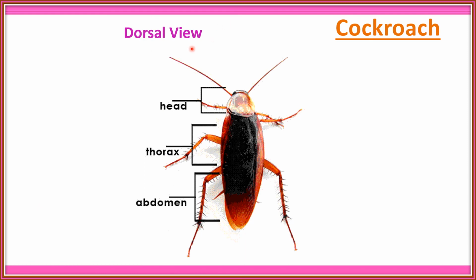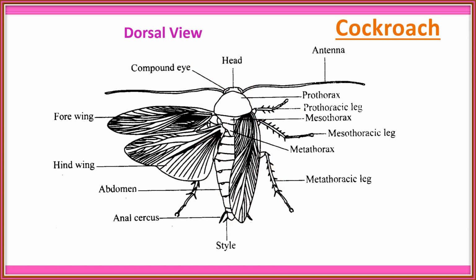We want to look at the dorsal view. In the dorsal view, you are going to see the head section. You will see the thorax section and then the abdomen section. Now, when you look at it, you are going to see the compound eyes. You will have the head, the antenna. Then we shall have the prothorax. We have the mesothorax, and then the last one is the metathorax.